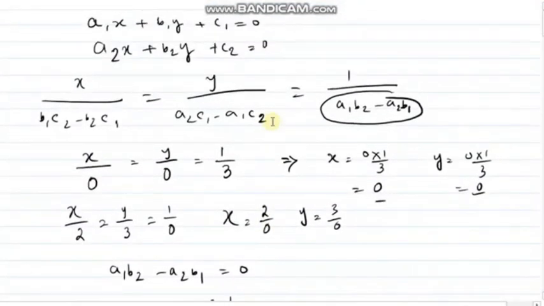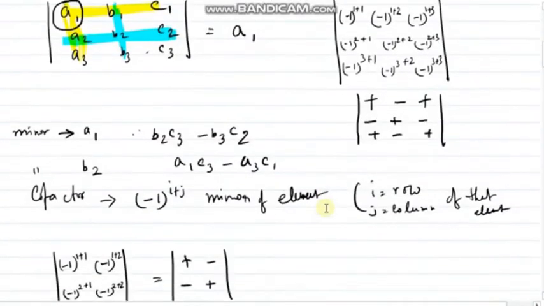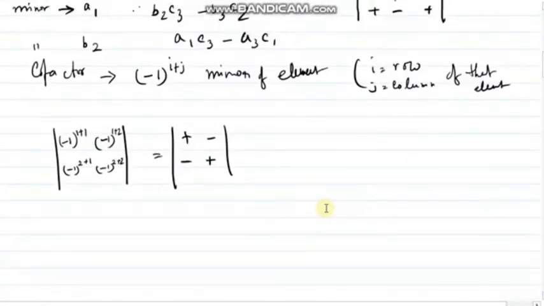Because we need that many equations as the number of variables. In this equation we have two variables, so I need at least two equations to solve this. If the number of variables is 3, we need at least 3 equations to solve it. After this, all these conditions will come. So this is the concept of minor and cofactor. I hope all of you understood.